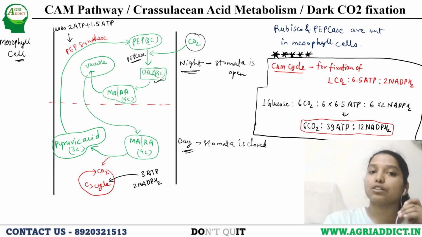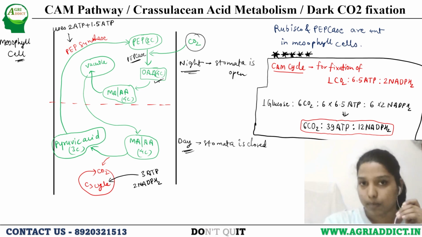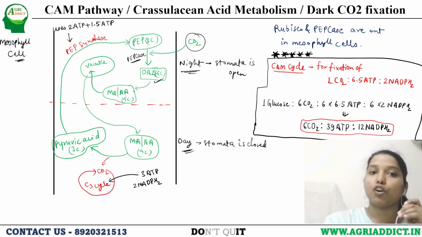So this is forming this oxaloacetic acid, which is a 4-carbon compound. This 4-carbon compound will get converted into malic acid or aspartic acid, and this acid will get stored in the vacuole during night. Okay. Now, during daytime, when the stomata is closed, this malic acid will come out. This will release this CO2, and this CO2 will go for the C3 cycle, and now it will result in the formation of pyruvic acid, which is a 3-carbon compound.